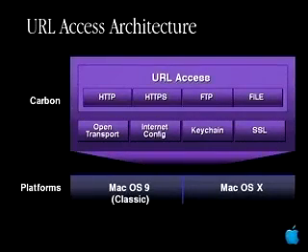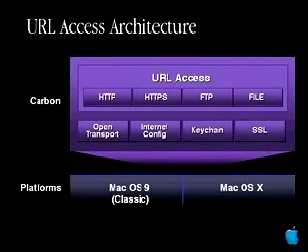The URL access architecture, it's part of Carbon. As I said before, it implements HTTP, HTTPS, FTP, and file. Some of the toolboxes it uses are Open Transport, Internet Config, the keychain, and SSL. We use Open Transport, of course, to do our networking. We use Internet Config to find out about proxies and firewalls that the user has configured. We use the keychain to automatically access sites that require authentication. And we use SSL to do HTTPS.